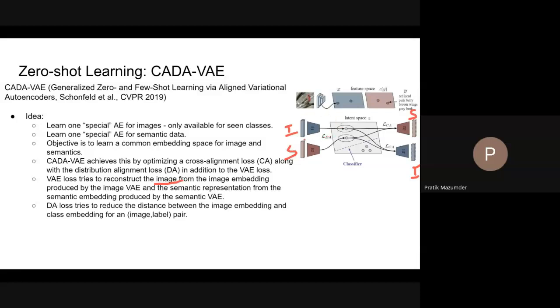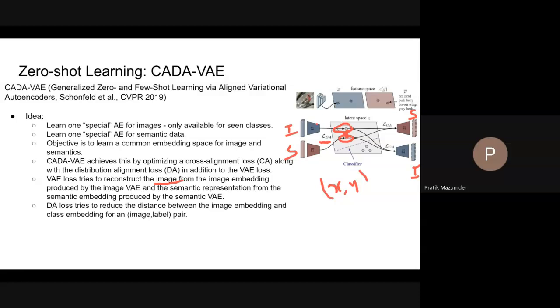The next is the distribution alignment loss, whose job is not much different, but it only works with the encoder. Your encoder for the image and your encoder for the semantic vector produce some intermediate embedding. LDA's job is to bring these two as close as possible. It tries to bring these two embeddings, which refer to the same pair, that is x comma y, where x is the image and y is the class. But because you're using separate encoders, you might get a different embedding for each of these cases. LDA's job is to bring these two embeddings close to each other. Okay.